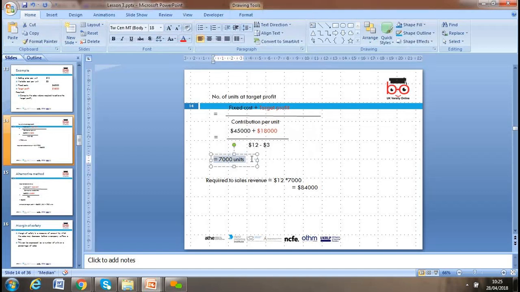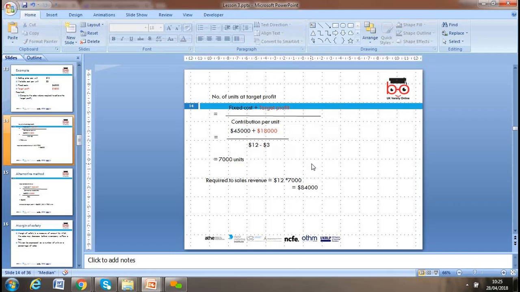Okay, so we have a fixed cost of 45, the profit we want to earn is 18, and the contribution is the difference between selling price and variable cost. We get 7,000 units, our break even when we want to earn the target profit. To find the revenue at that point, 7,000 times 12 gives us 84,000 worth of revenue. If we generate 84,000 worth of revenue, we can earn the target profit of 18,000.